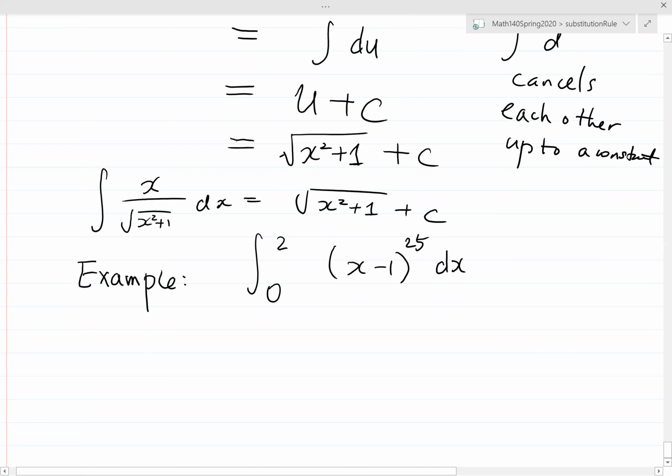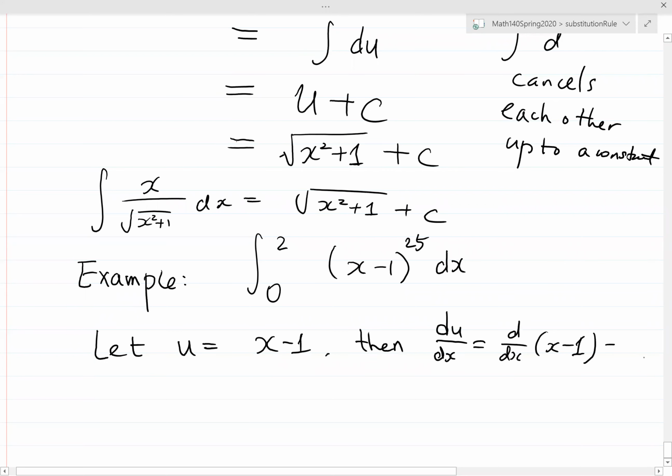So we let u be x minus 1. Then du over dx is the derivative of x minus 1, which is 1. So we know du is du over dx times dx, and du over dx is 1, so du equals 1 times dx. So du and dx are identical.